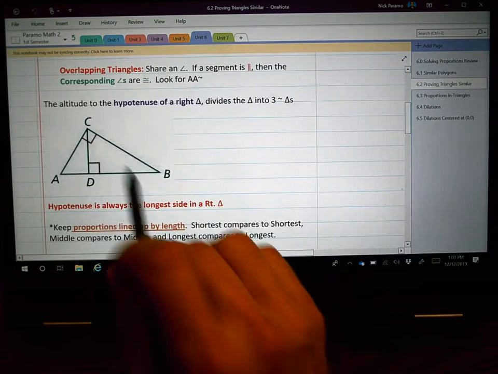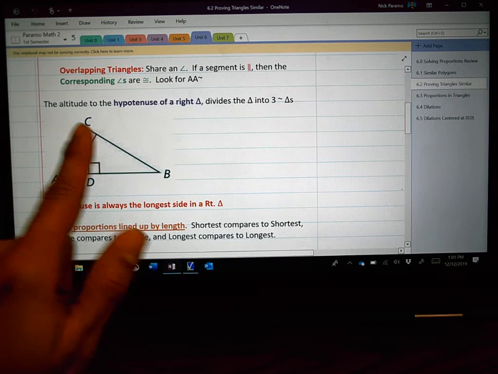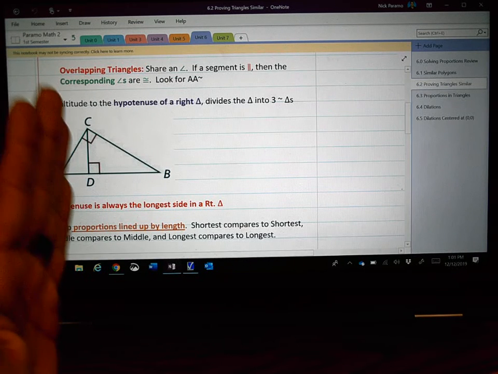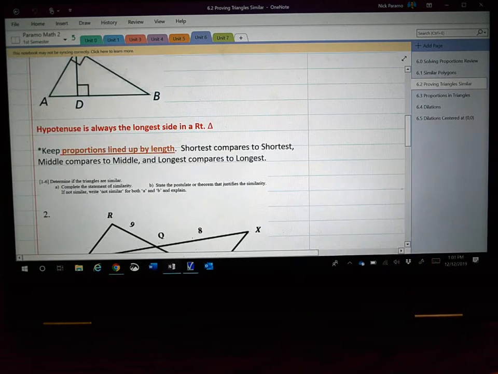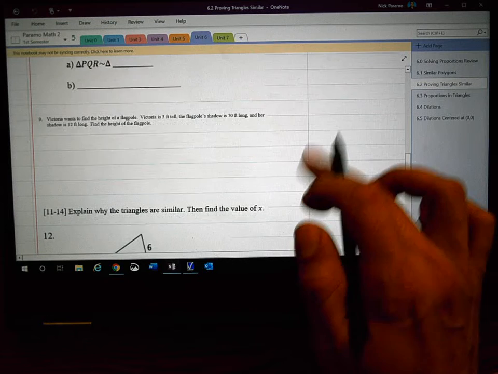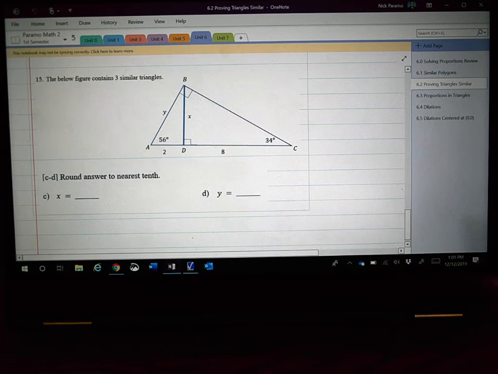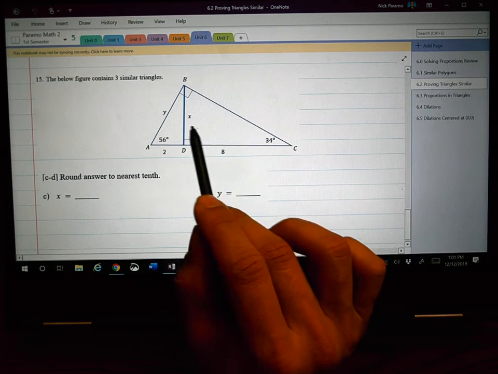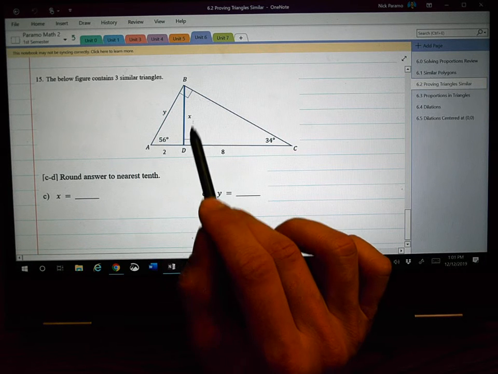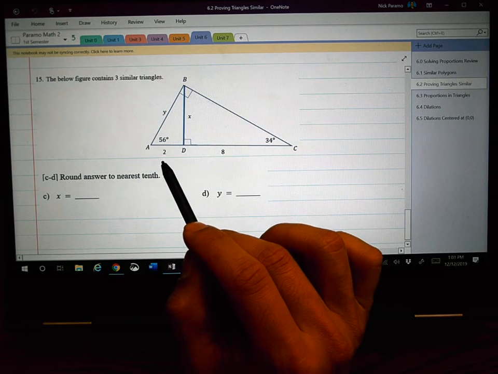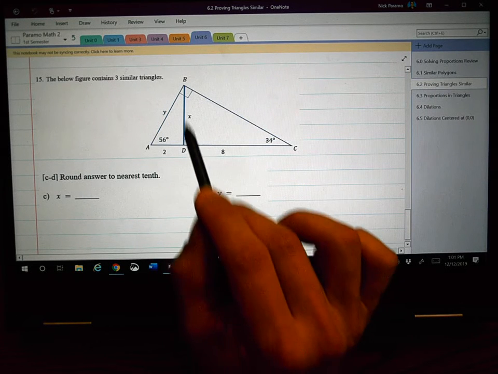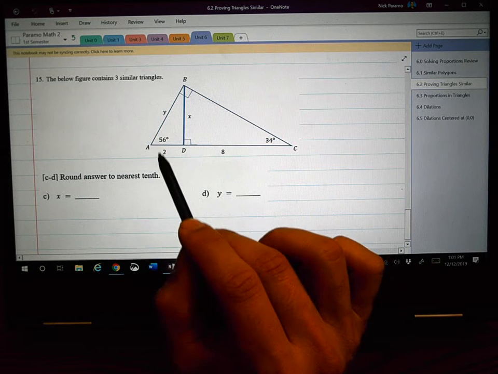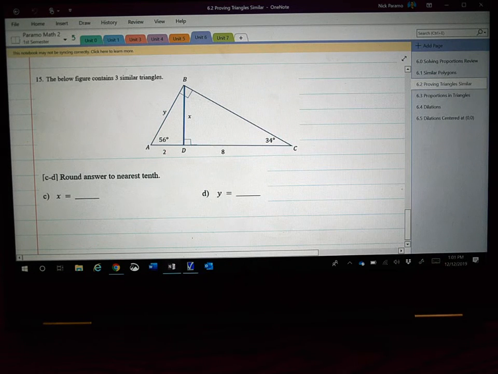We also learned that an altitude of a right triangle splits this up into 3 similar triangles. We did several problems just like that. As a matter of fact, that's the reason why we had some problems where if we were trying to find x, we could use the small triangle compared to the middle, and compare that to the small triangle in the middle of the middle triangle, like 2 over x equals x over 8. That's how we did those problems back then.